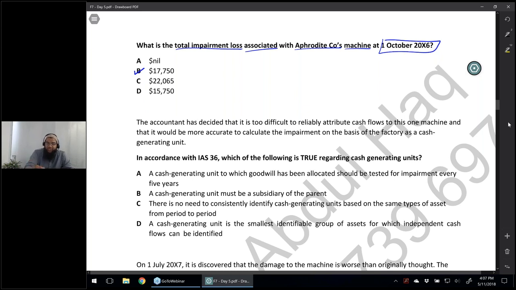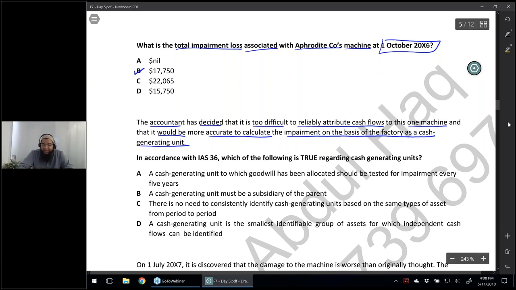Now let's read the next question, where the question says that the accountant has decided that it is too difficult to reliably attribute cash flows to this one machine, and that it would be more accurate to calculate the impairment on the basis of the factory as a cash generating unit. So the accountant thinks that the recoverable amount of one machine cannot be calculated, so he wants to calculate the entire CGU. In accordance with IAS 36, which of the following is true regarding cash generating units?